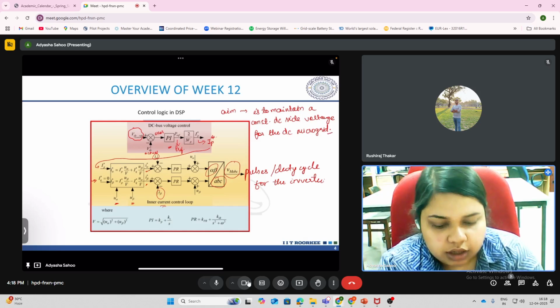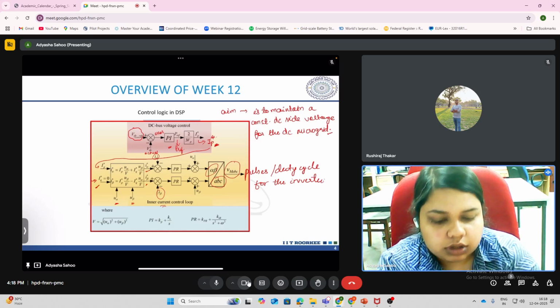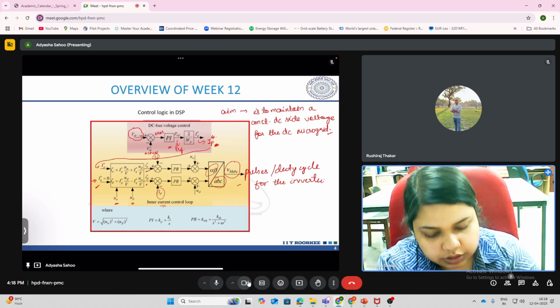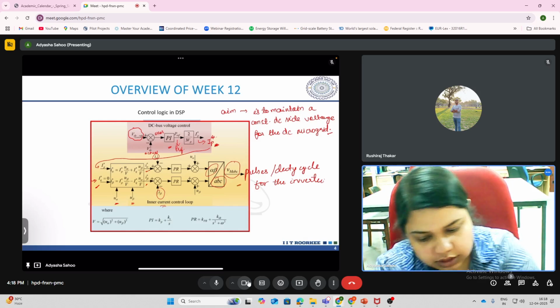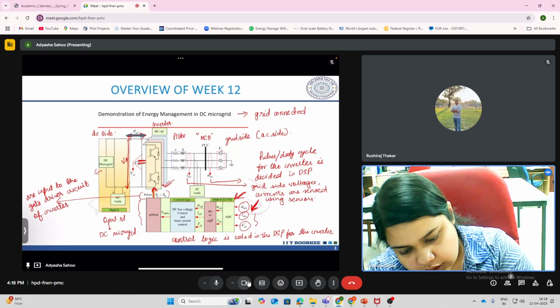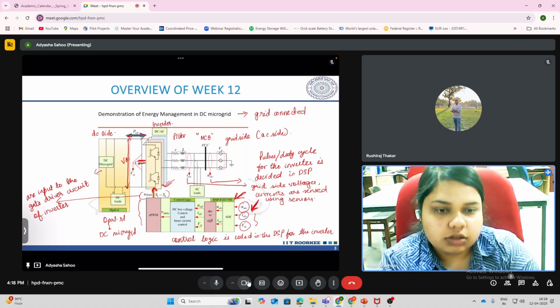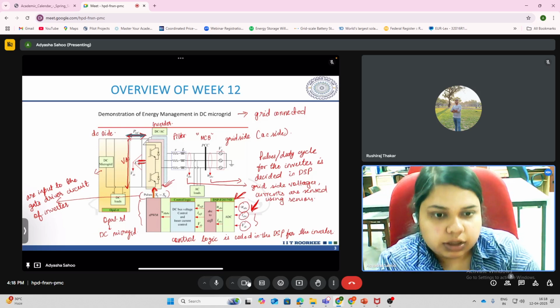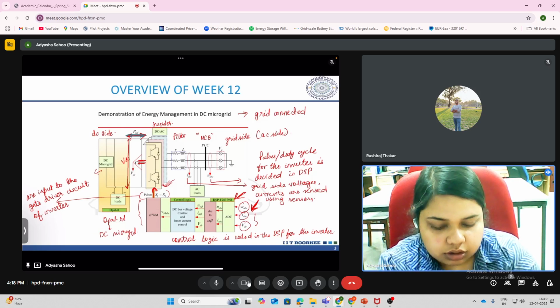So to maintain that, we are calculating the required current, and then depending upon the reference current, we are generating the pulses for the inverter operation. So basically this voltage here, V DC, we have to maintain it at a constant value irrespective of the condition of the grid.